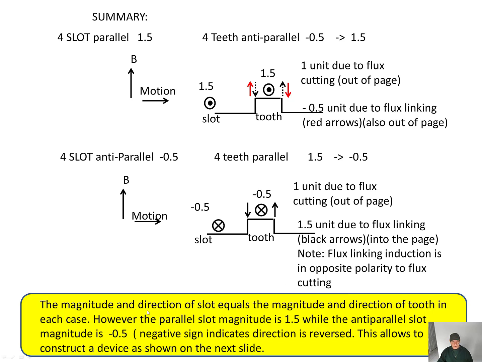Note flux link induction is in opposite polarity to flux cutting. The magnitude in direction of slot equals the magnitude in direction of tooth in each case. However, the parallel slot magnitude is 1.5, while the anti-parallel slot magnitude is minus 0.5. Negative sign indicates that the direction is reversed. This allows us to construct a device as shown on the next page.